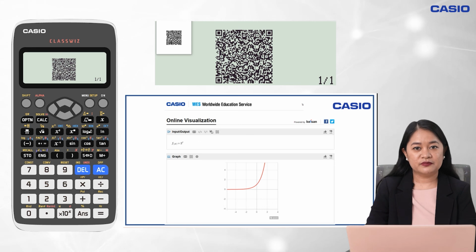With this graph, we can confirm that the domain is the set of all real numbers. On the other hand, the range is between 0 and positive infinity. Also, this exponential function passes through the y-axis at point (0, 1) and is asymptotic to y equals 0, or to the x-axis.